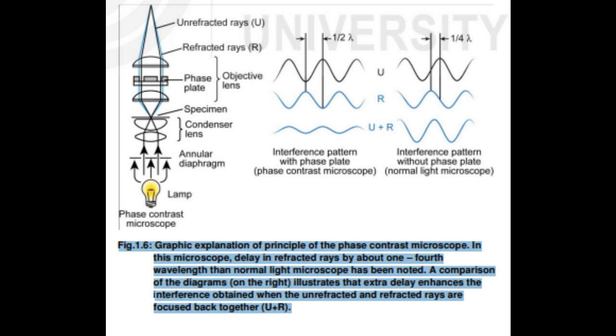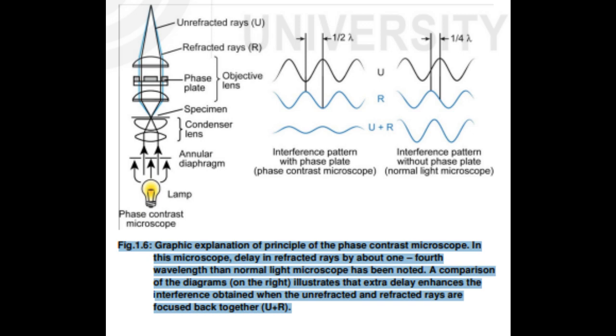Fig. 1.6. The unrefracted and refracted rays are focused back into the image plane. Two or more light waves combine to produce interference. This happens because a wave equal to the sum of the two combining waves is produced. The direct and undeflected light creates a difference in phase, producing contrast. A phase difference of about 1/4 wavelength between two waves produces only minimal interference.